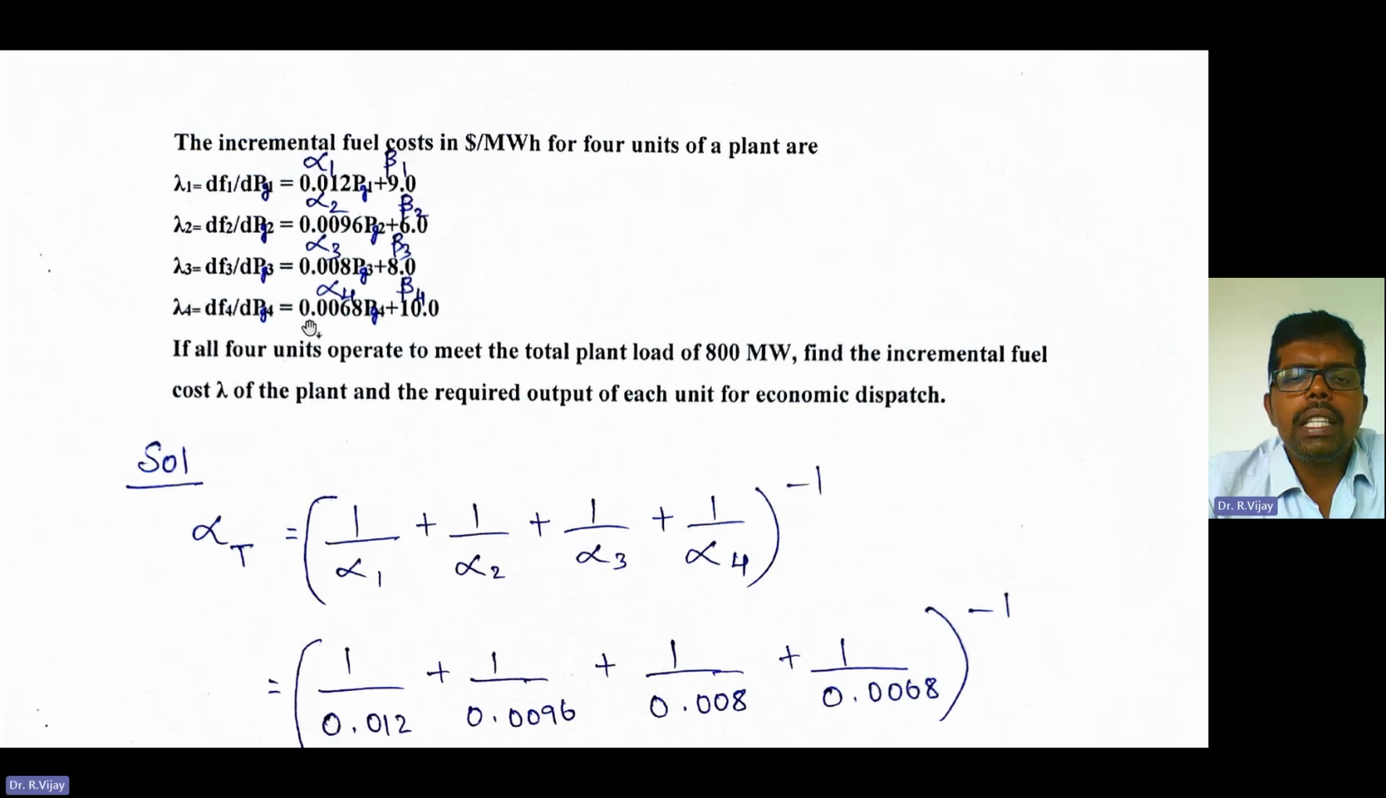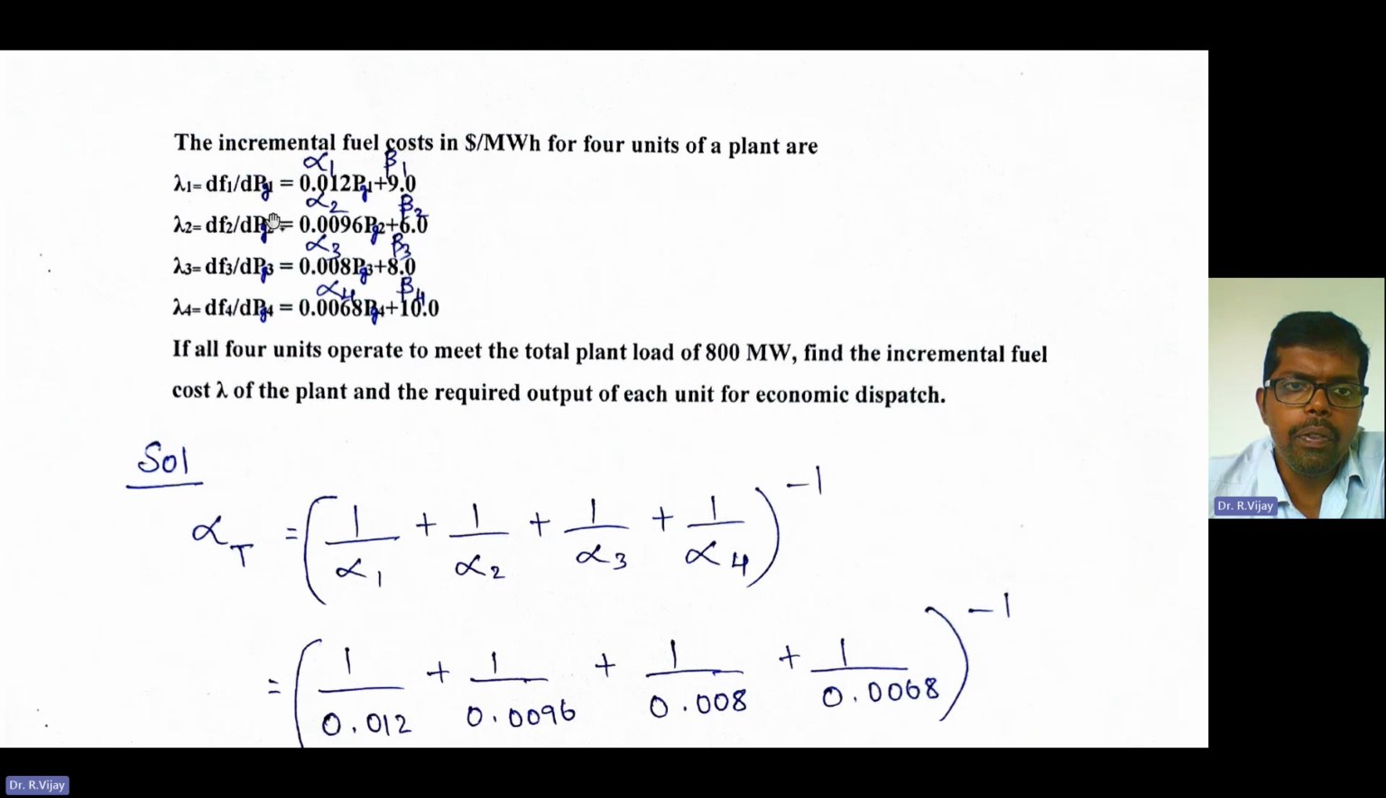So whatever problems we have solved, almost 30 problems we solved in the previous classes. If you just go back to my videos, you have seen, in the 30 problems we are calculating only one lambda. Now there are four different lambdas. What they asked is to find the incremental fuel cost lambda. So this is the different problem.